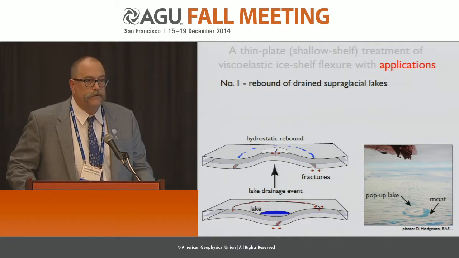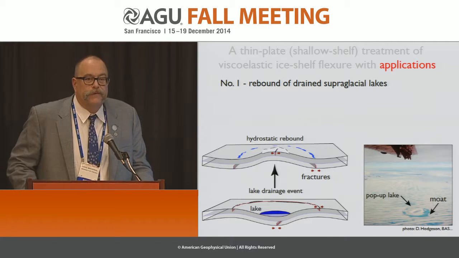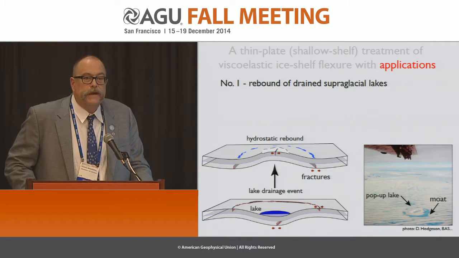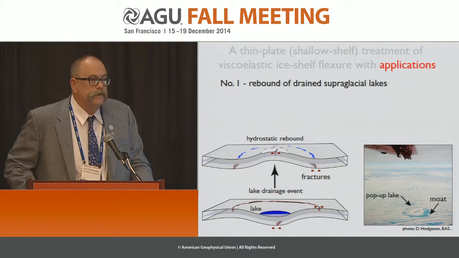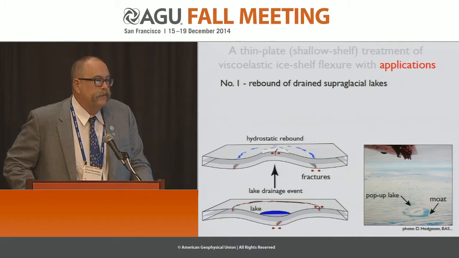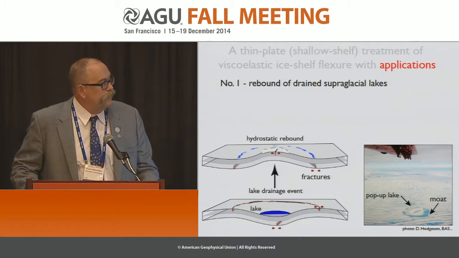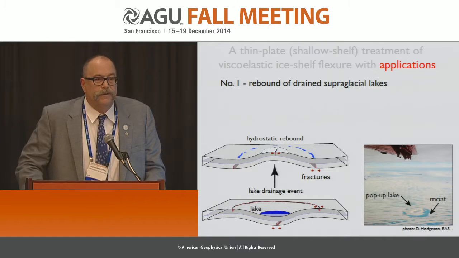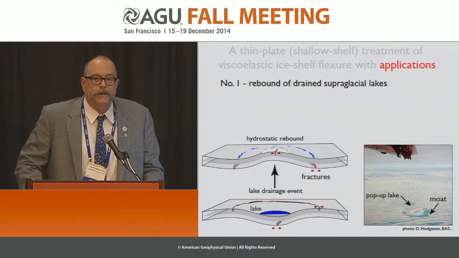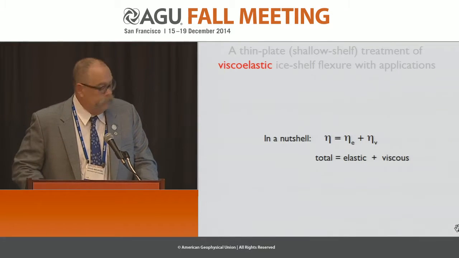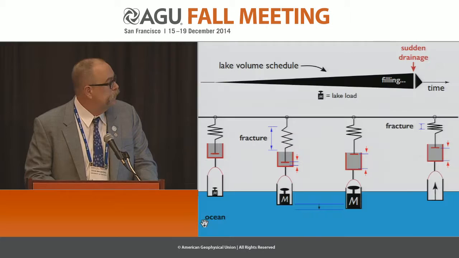And then after a sudden drainage event, the lake hydrostatically pops up out of the ocean, and you get a second regime of elastic cracks, which then again also dissipate over time. The picture that you see there is an example of a pop-up lake that's drained, also called a doe line, on the George VI ice shelf.